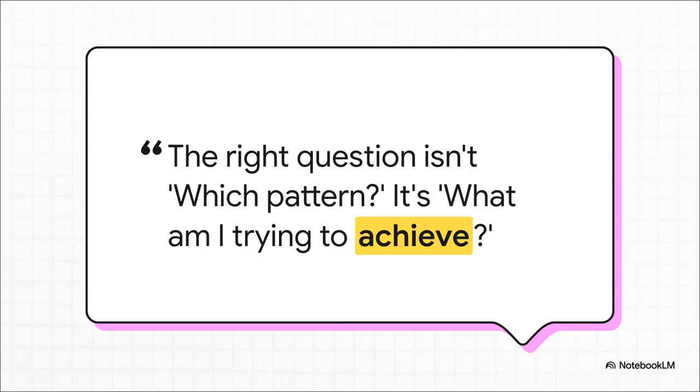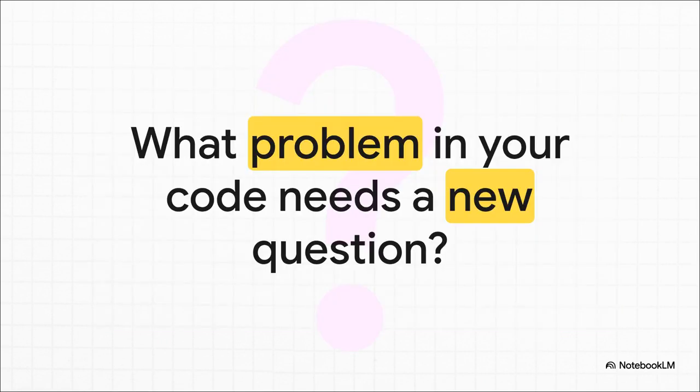And look, if you only take one single thing away from this, please let it be this. This quote captures the entire mindset shift we're talking about. You have to stop asking, which pattern, and start asking, what am I actually trying to achieve? So I'll leave you with this final thought to chew on. Think about a piece of code you're working on right now, maybe one that feels a bit messy or complicated. Instead of reaching for a pattern catalog, what would happen if you just started by asking a better question?